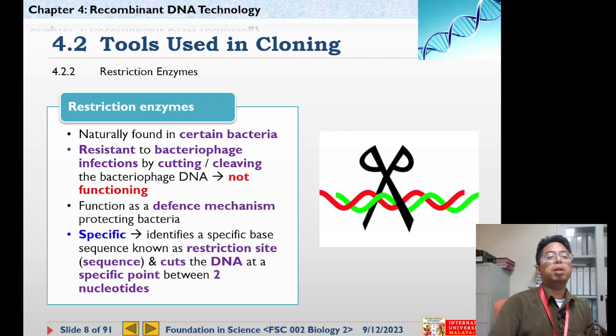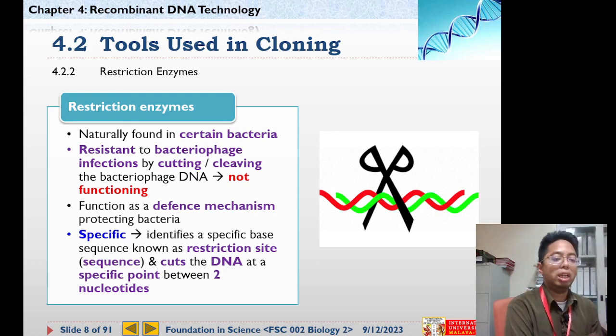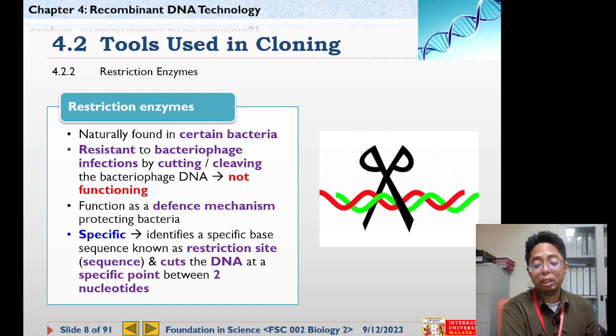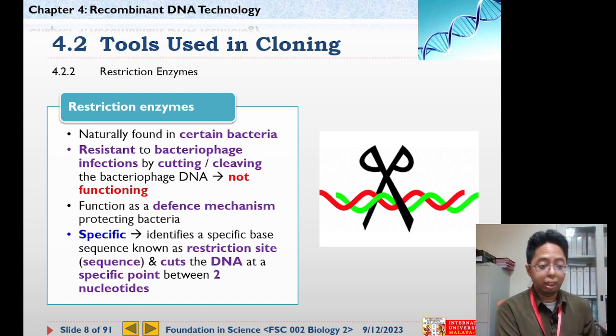What's so special about the restriction enzyme is that it is very specific. Let's say that you have scissors, but the scissors can only cut green color paper or only red color paper. Very specific. It doesn't cut white or black paper. It is something like that. Restriction enzymes can only cut at certain points within the DNA. We call it the restriction site.